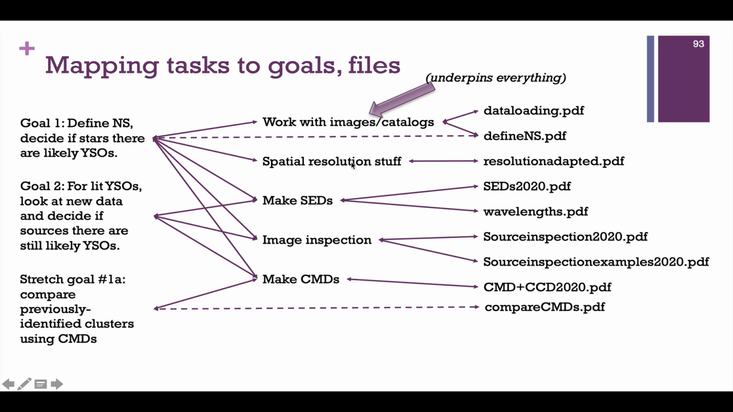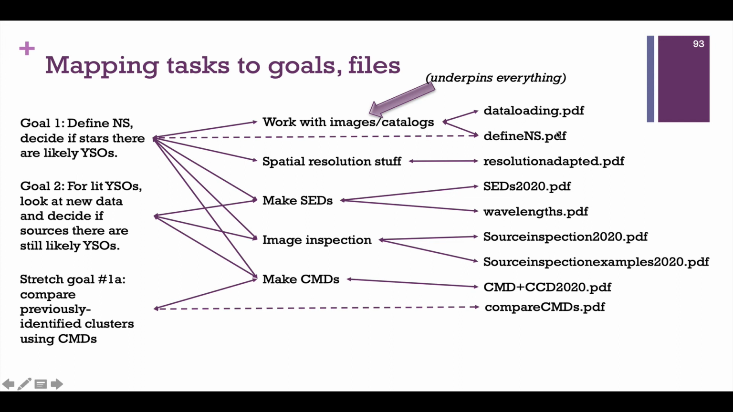You're going to need to know how to understand some of the spatial resolution stuff that we've been talking about but haven't actually done yet this spring. We're going to need to make SEDs. We're going to need to know how to do image inspection, and we're going to need to know how to make color magnitude and color diagrams. The images and catalogs, there's 2 files that go with it.